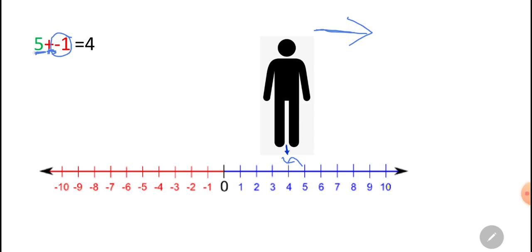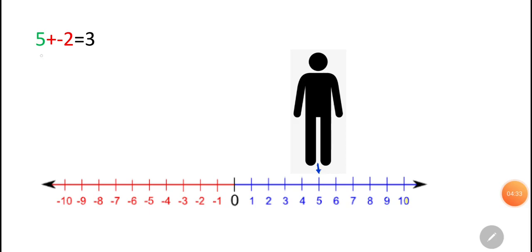I'll say it one more time, because the first number is 5, he started off at 5. Then because the operation was plus, he faced the right, but because it's negative 1, he walked backwards by 1, and he ended up at 4.